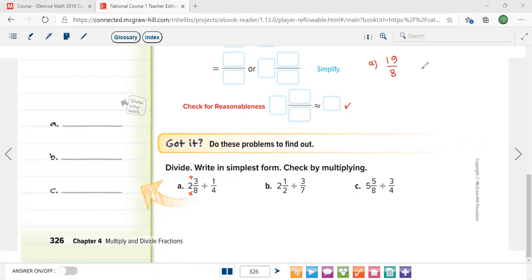And division will be multiplication. And 1 over 4 will be 4 over 1. As you can see, we have here cancellation between the 4 and the 8. Divided by 4 is 1, divided by 4 is 2. So 19 times 1 is 19. 2 times 1 is 2. 19 over 2 is an improper fraction, so you will make it as a mixed number, and this will give you 9 and a half.